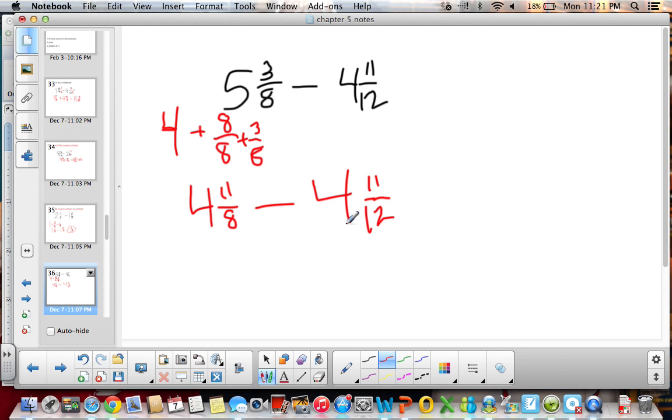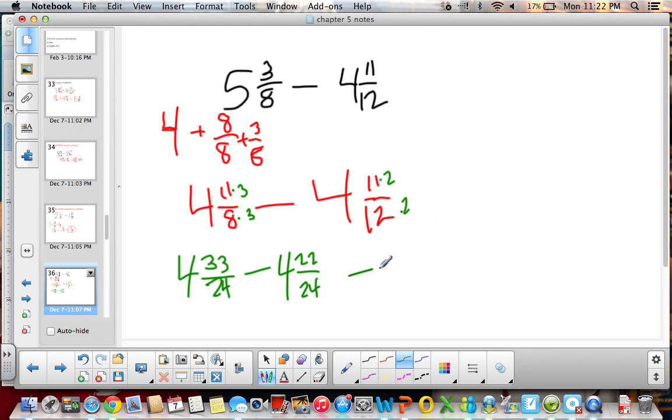Now we need to find a common denominator, which we know that they both can go into 24. Notice that I'm multiplying by the number that's going to make my denominator 24. So 4 and 33/24 minus 4 and 22/24.